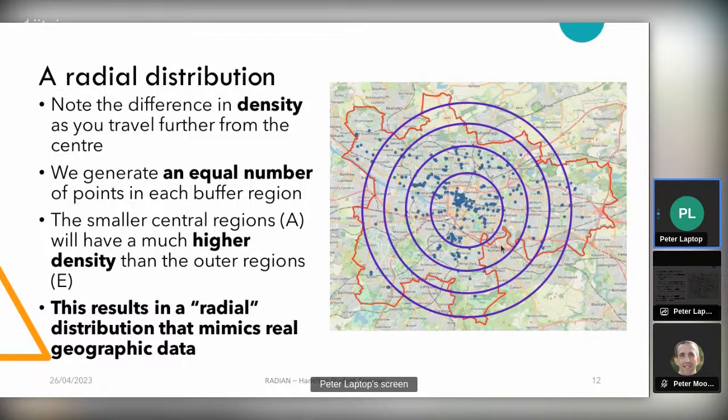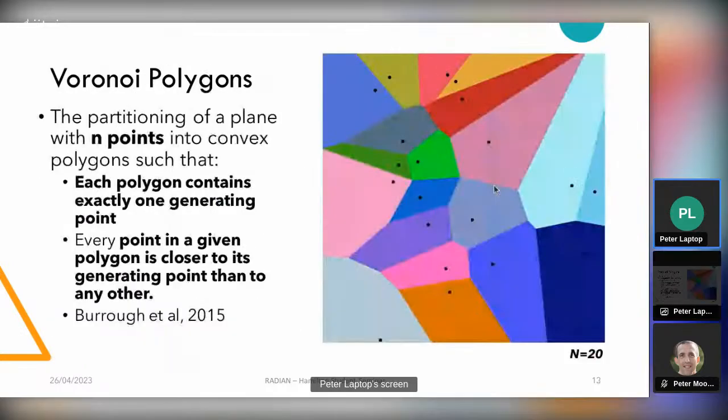As seen from some of the real data, that kind of distribution really pops up a lot when you're looking at OpenStreetMap or different datasets. So that was the best distribution to mimic for Radian.